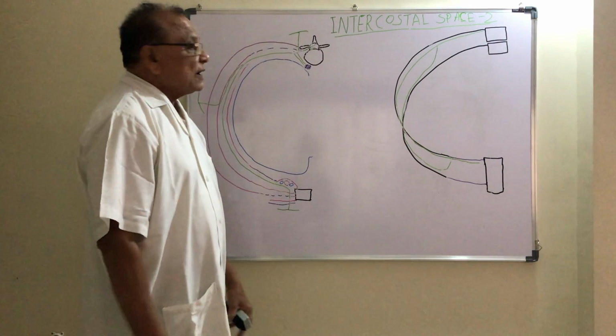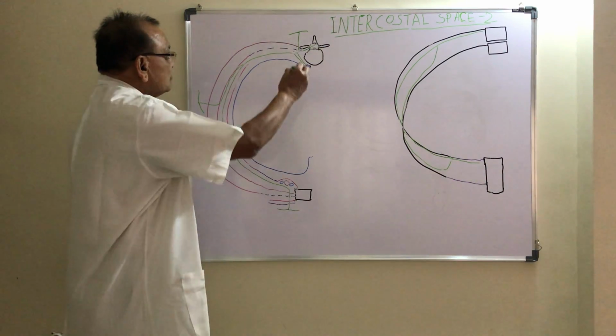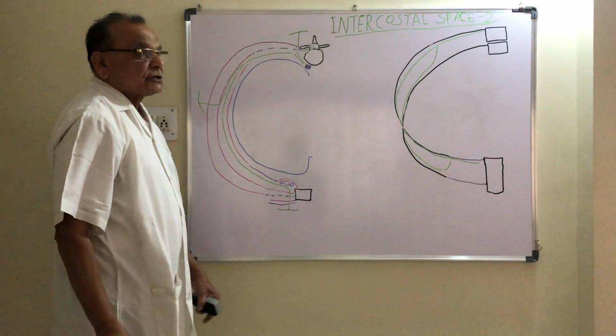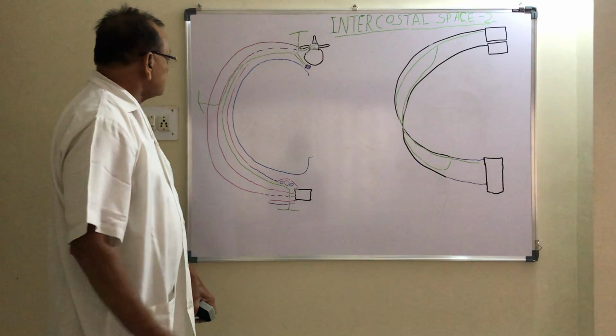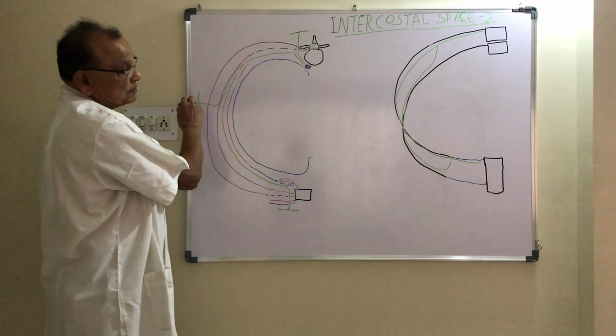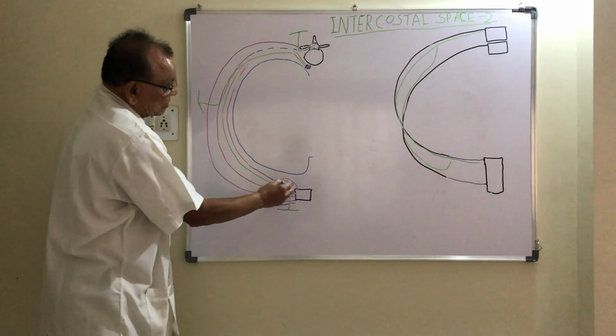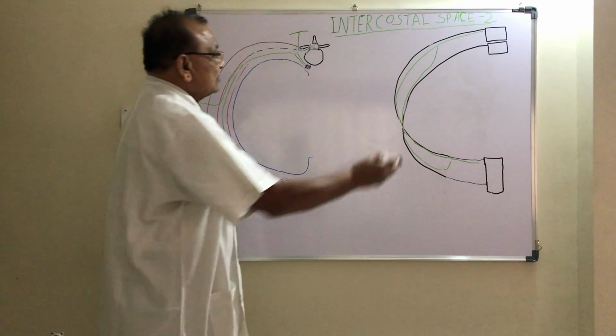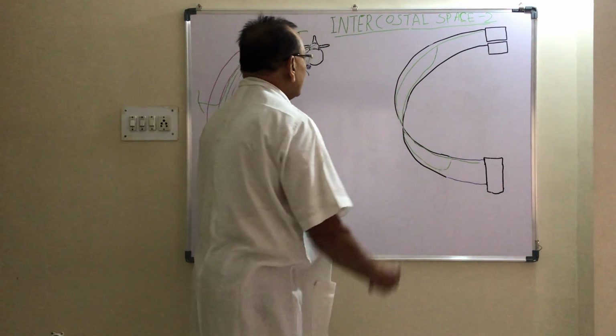pleura. So the total branches of the intercostal nerve are the white ramus communicans, muscular branches to the intercostal muscles, lateral cutaneous branch, anterior cutaneous branch, and the collateral branch.